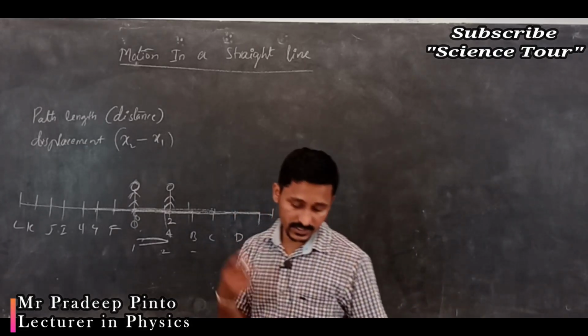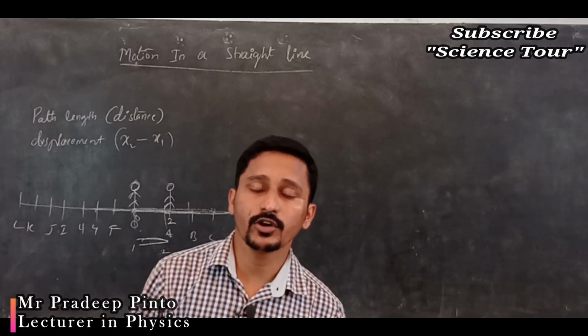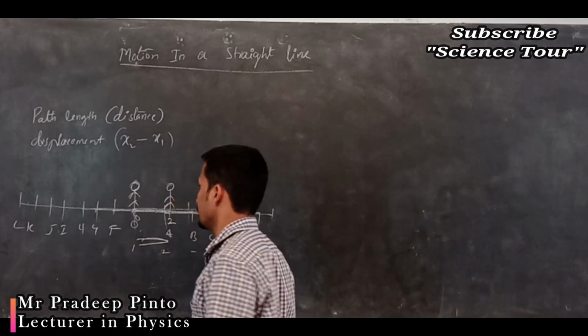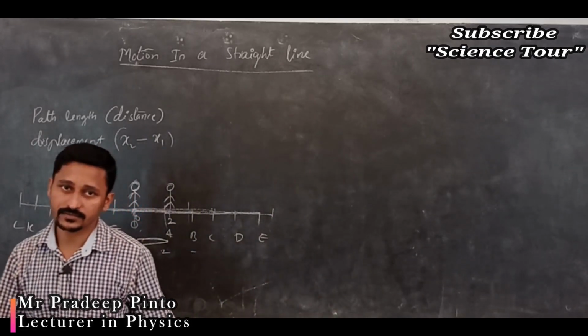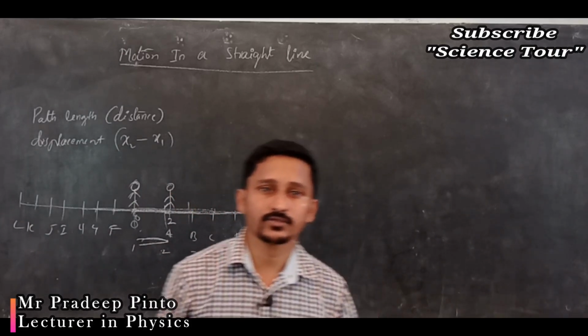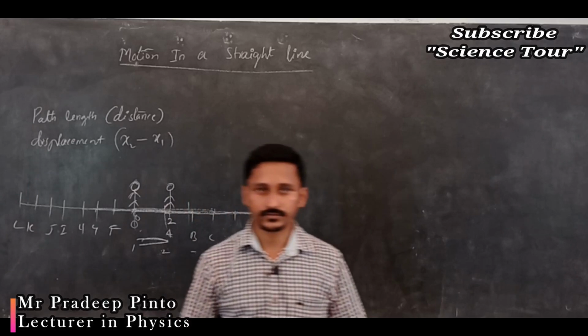That's why displacement is more dominant than path length. And displacement has its direction, but path length has no direction. So displacement is a vector quantity, path length is a scalar quantity. These are points I am not going to write down. This you have to remember.